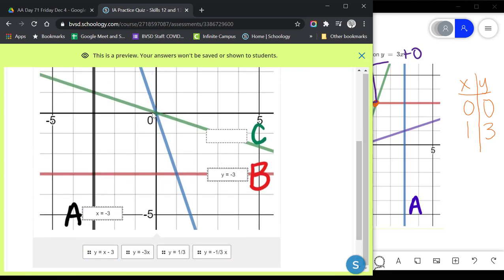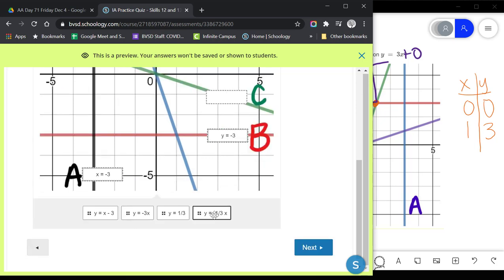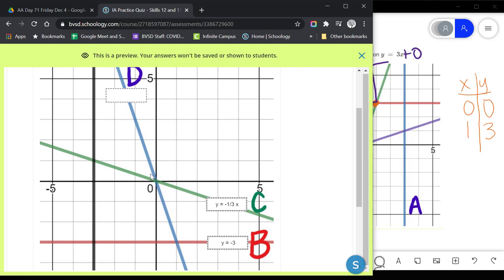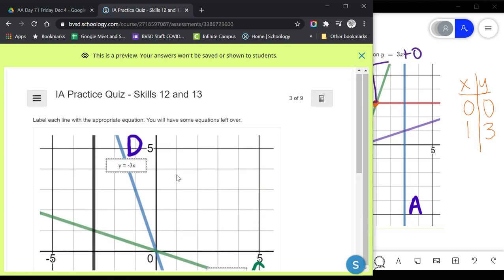Line C goes through 0, 0, and has a slope of down 1 over 3. So negative 1/3. So this is the same as negative 1/3 x plus 0. Okay, line D also goes through 0, 0, but goes down 3 over 1. So a slope of negative 3x.